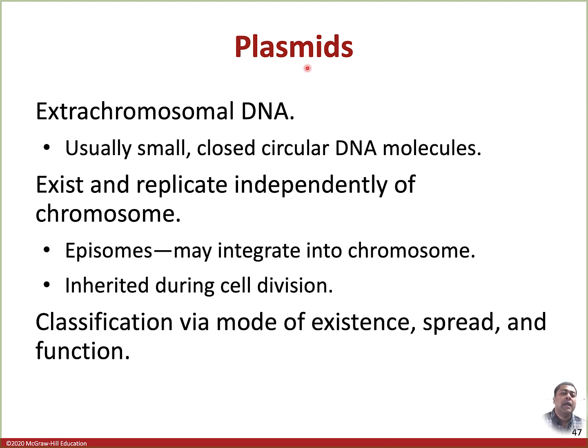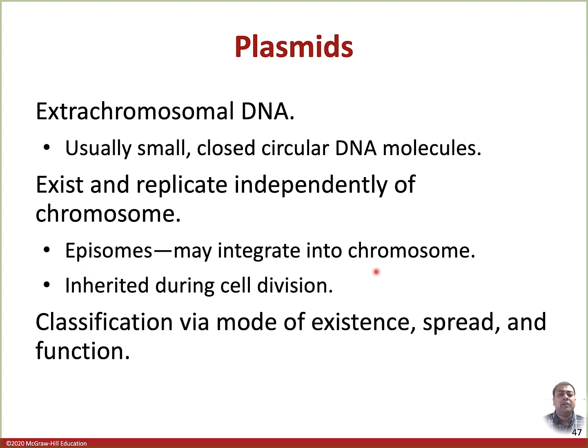Plasmids, on the other hand, are extrachromosomal DNA. What do we mean by that? Extrachromosomal means that you have a very large chromosome, usually either circular or linear, doesn't matter. But the plasmids are separate from the chromosome. These are small double-stranded, closed circular DNA molecules, and they exist and replicate independently of the chromosome.